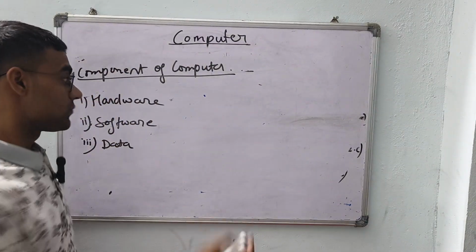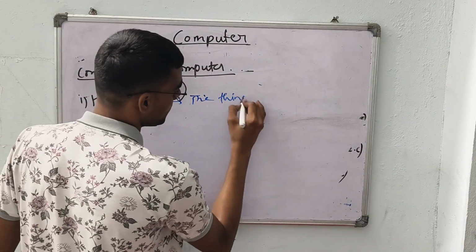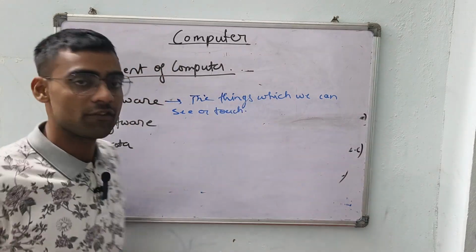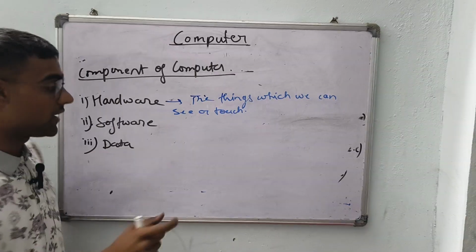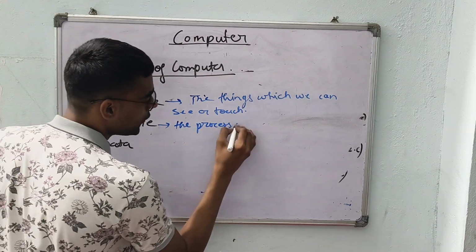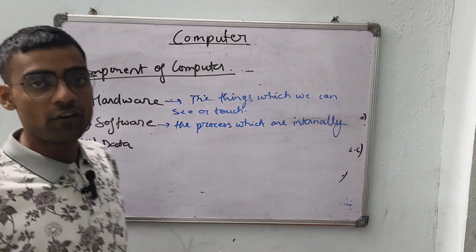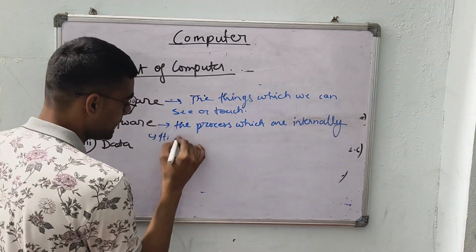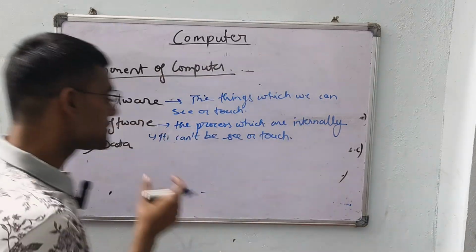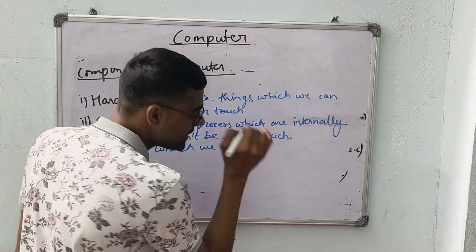Hardware is all the things which we can see or touch. And software is the processes which happen internally, which we cannot see or touch. And data is what we enter; what we enter is known as the data.